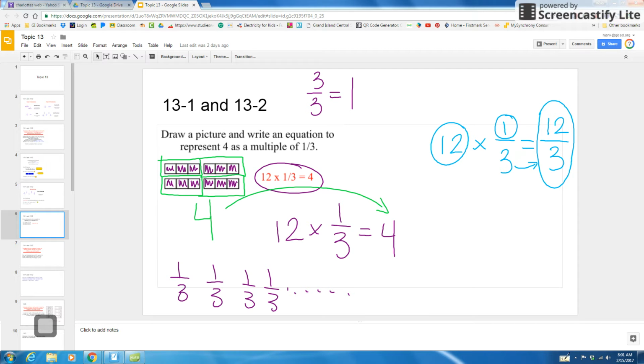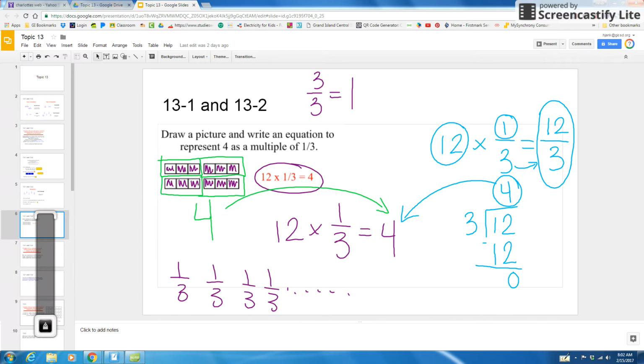We turned that into a mixed number by dividing. Okay, so 12 divided by 3. 3 goes into 12 4 times. 4 times 3 is 12. Subtract and get 0. We still end up with 4. Okay? So either way, we get to our original answer. So we proved that 4 is a multiple of 1/3 because if I count by 1/3, I will eventually hit 4. All right.